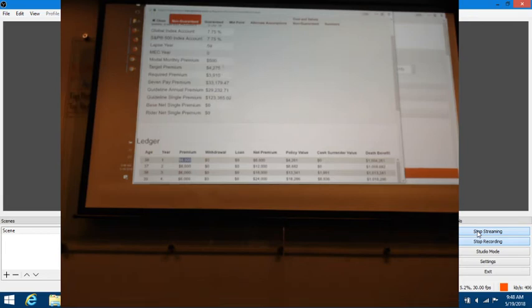Remember, if this was 8,500 and your premium is 6,000, then guess what? That's not a healthy policy. You always want to make sure that your premium is above target. Above the target.